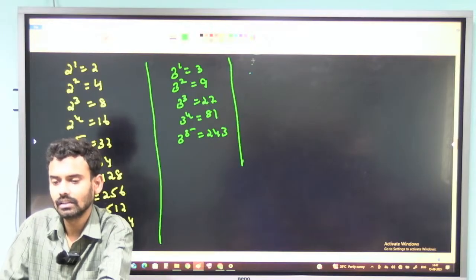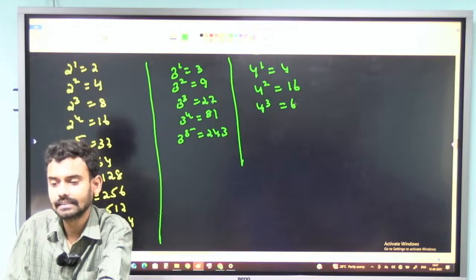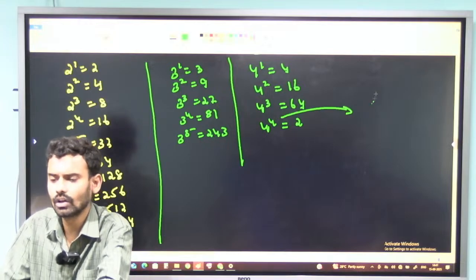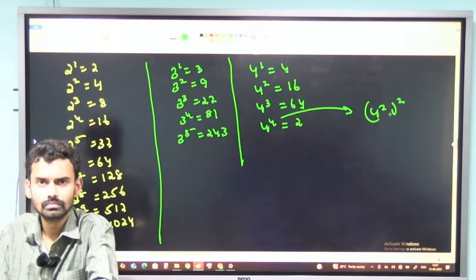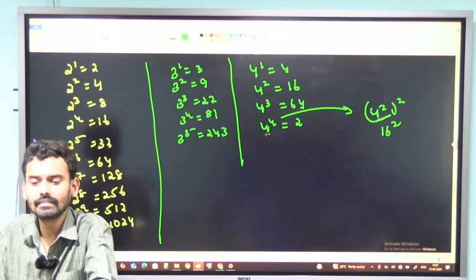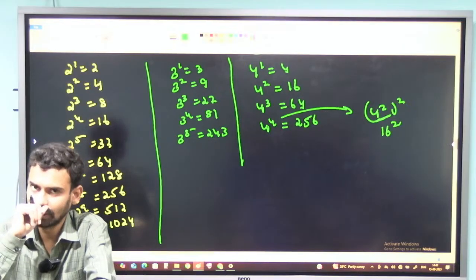If we consider 4, 4 to the power of 1 is 4. 4 to the power of 2 is 16. 4 to the power of 3 is 64. 4 to the power of 4, as we know, we can also write this as 4 to the power of 2 whole to the power of 2. And as 4 to the power of 2 is 16, 16 square will be the answer for 4 to the power of 4, which is 256. We can continue like this.